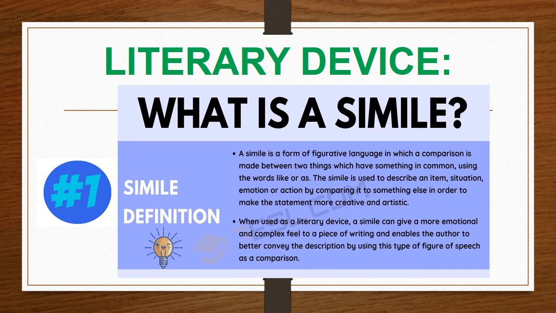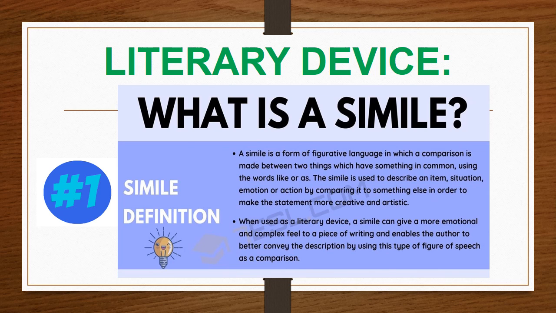The simile is used to describe an item, situation, emotion, or action by comparing it to something else in order to make the statement more creative and artistic. When used as a literary device, a simile can give a more emotional and complex feel to a piece of writing and enables the author to better convey the description by using this type of figure of speech as a comparison.